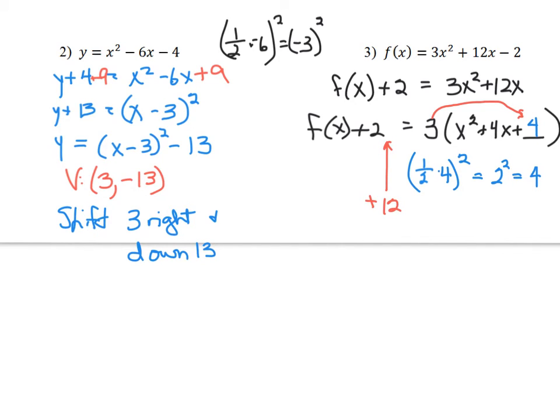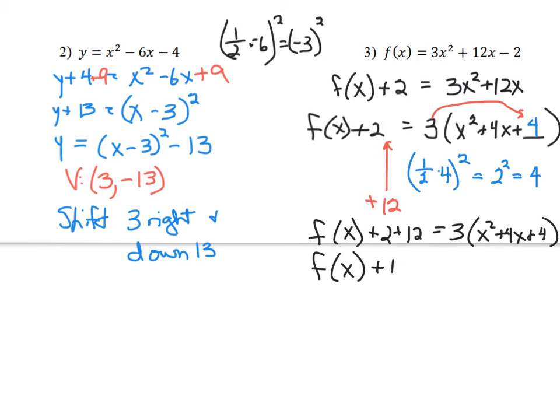So 3 times 4 is really getting added to the right side, so I have to add it to the left side as well. So the left side will look like this. f of x plus 2 plus 12 is equal to 3 times x squared plus 4x plus 4. Let's go ahead and add together my like terms on the left. So f of x plus 14. On the right side, it's going to be 3 times x plus 2 squared.